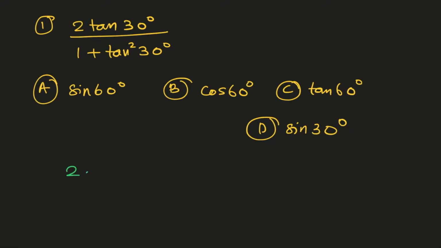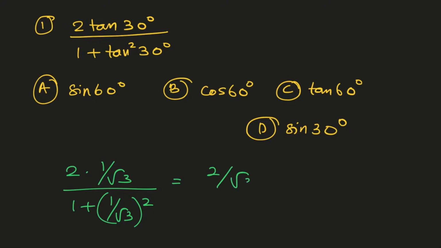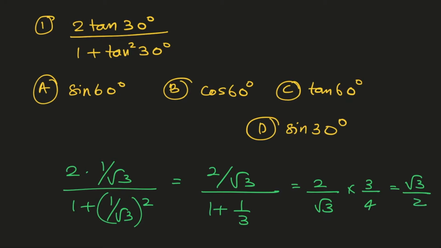So we have 2 times tan 30 degree, which is 1 by root 3, divided by 1 plus 1 by root 3 the whole square. So this is going to be 2 divided by root 3, divided by 1 plus 1 by 3. So this is 2 by root 3. In the denominator we have 4 by 3. So that is going to become 3 by 4. So this becomes root 3 divided by 2, which is sine of 60 degrees.